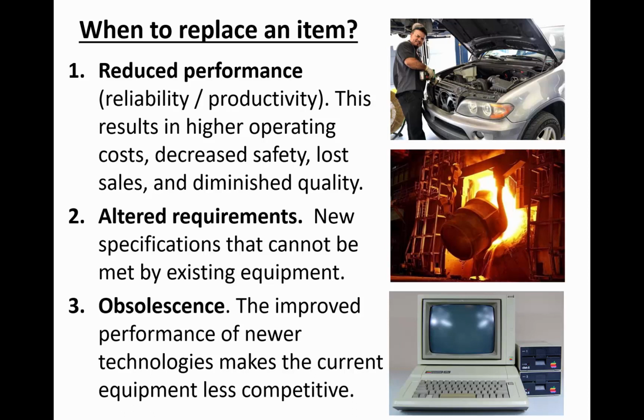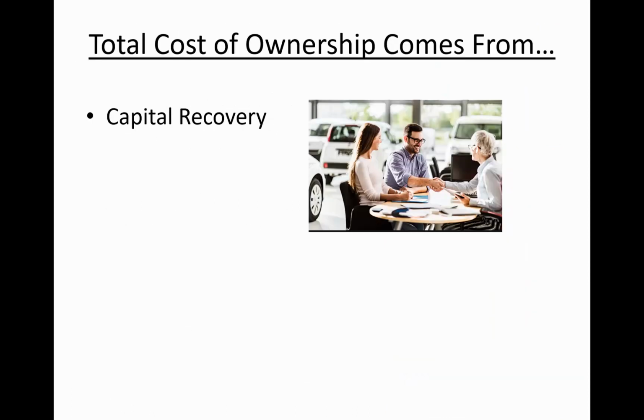So what we're going to learn about today is a procedure, a quantitative procedure that helps to identify how long you should own equipment. And in that process, we're going to be looking at the cost of ownership. How much it costs to own something isn't just the initial upfront expense of buying that item. It also includes the operating costs. And so total ownership has a couple of components.